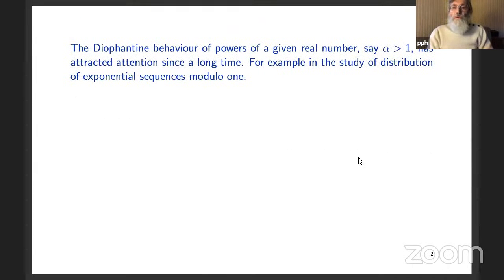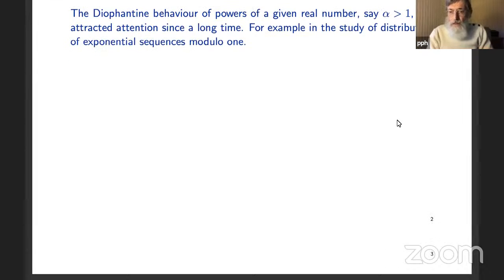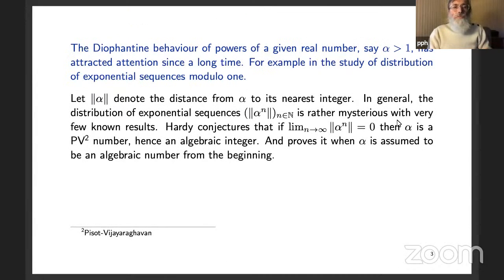This is in studying the Diophantine behavior of powers of a number. So you take a real number alpha strictly larger than 1, and you consider the distance to the nearest integer. Let's denote by double bar of alpha this distance. And we consider the sequence of all these distances for the powers alpha to the n.